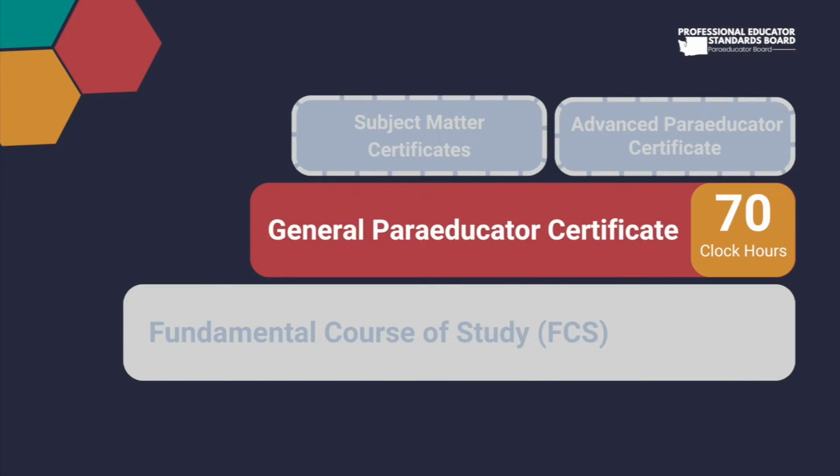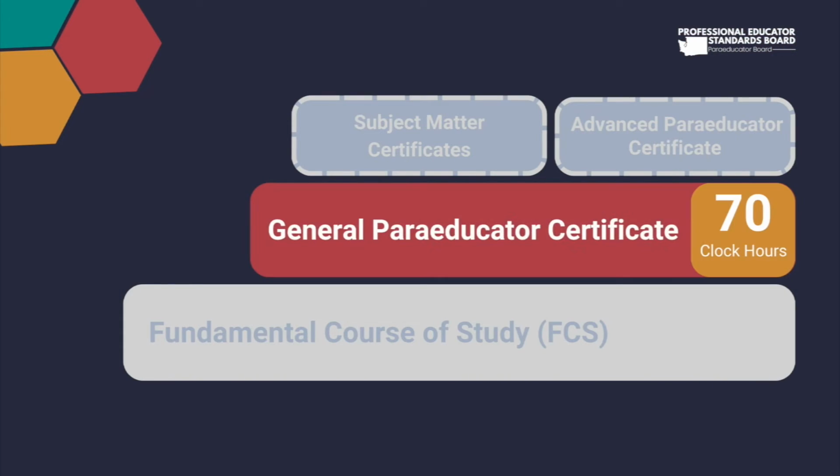Well done. Once your Fundamental Course of Study is complete, the next step is to begin your General Certificate. To receive the General Certificate, you must complete an additional 70 clock hours from an approved clock hour provider. These cannot be clock hours used toward your FCS. Your school district will be responsible for coordinating training opportunities if they receive funding from the legislature. This is typically 14 hours per year for 5 years. Any clock hours taken over the funded amount will be at your own expense unless pre-approved by your district.